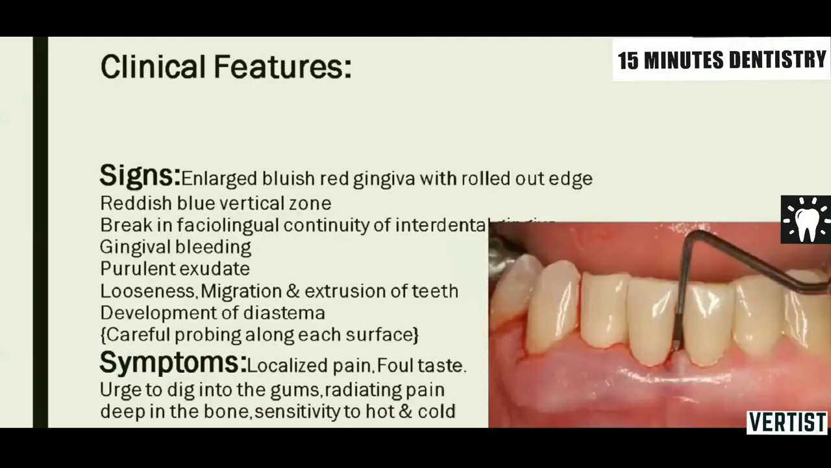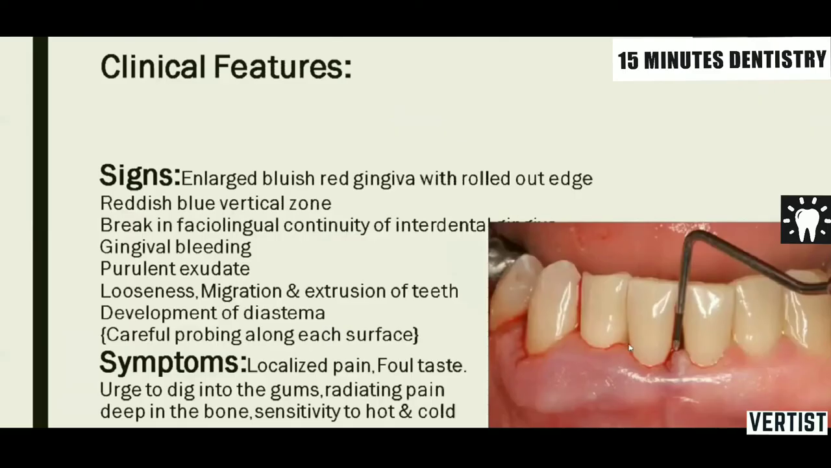Now what are the clinical features? Almost all of you must have seen so many patients in the last 2 years. The signs of the periodontal pocket are enlarged, bluish red gingiva with rolled out edges, and a reddish blue vertical zone with a break in the facial continuity of the interdental papilla. There is gingival bleeding, which you can see over here.